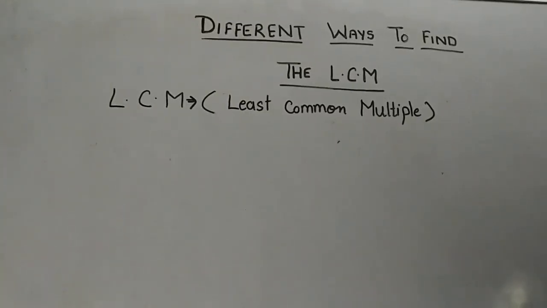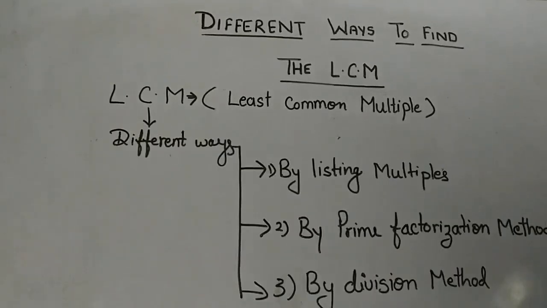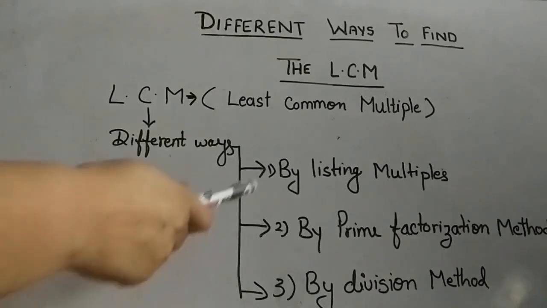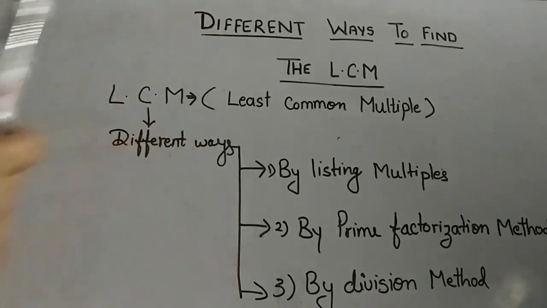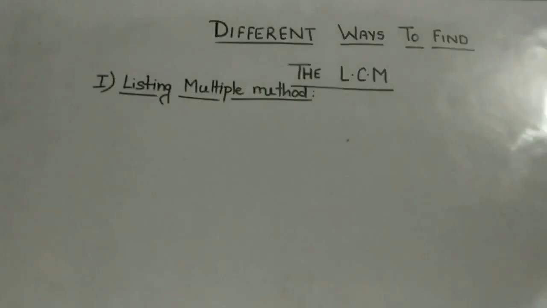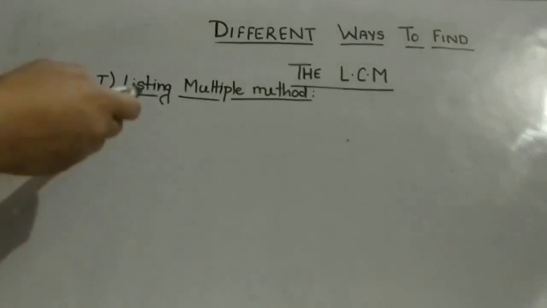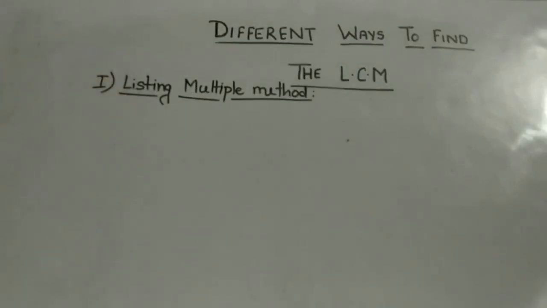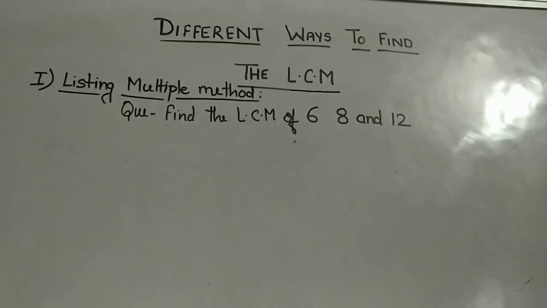Now the different ways to find the LCM. In this video, we will discuss 3 different ways to find the LCM. First, by listing multiples. Second, by prime factorization method. And the third one, by division method. At first, we will discuss the listing multiples method of LCM. So the question is, find the LCM of 6, 8 and 12.